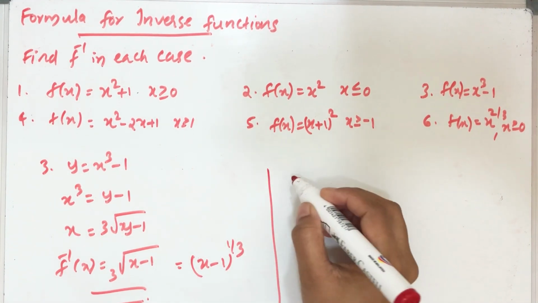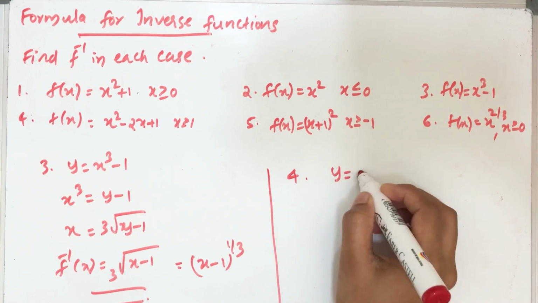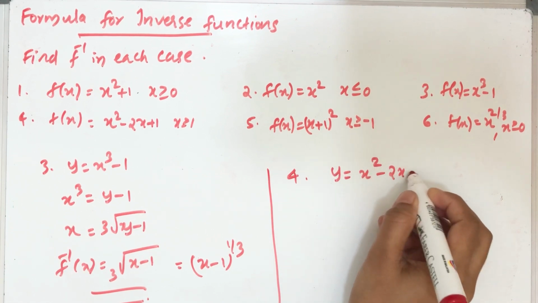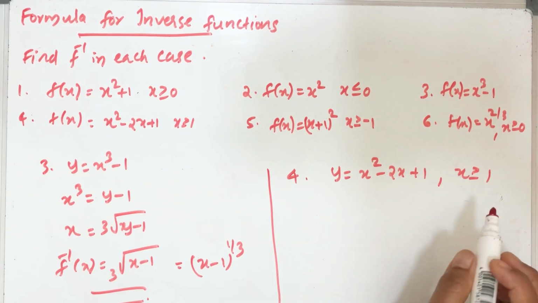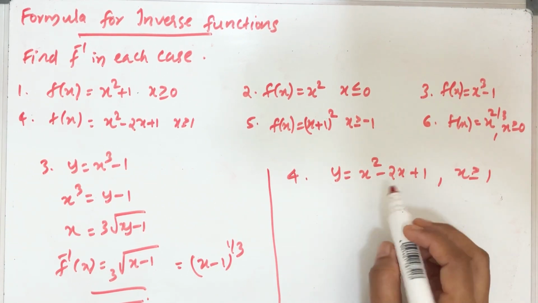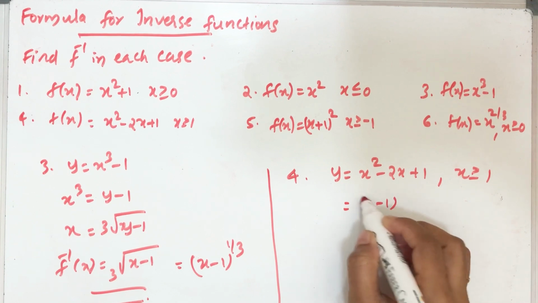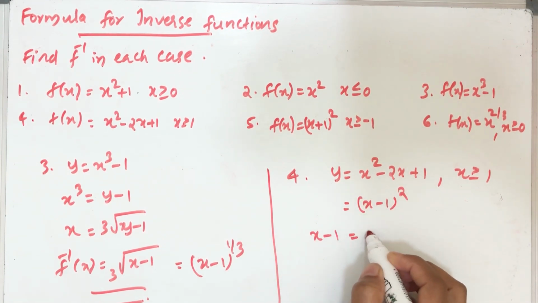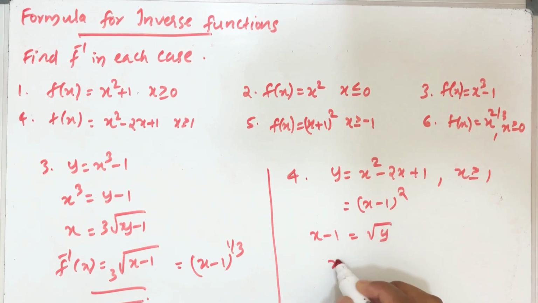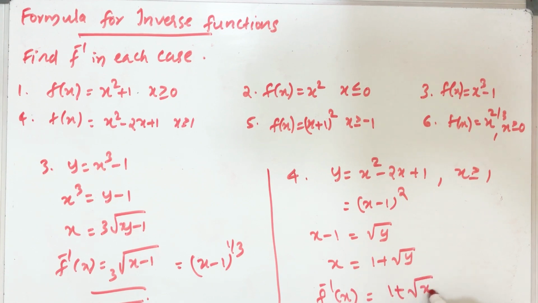Next question, fourth one, y equal to x square minus 2x plus 1, x greater than or equal to 1. X square minus 2x plus 1 is nothing but x minus 1 the whole square. So we can write x minus 1 is equal to root y, or x is equal to 1 plus root y. Or we can write f inverse by interchanging x and y: f inverse of x is equal to 1 plus root x.